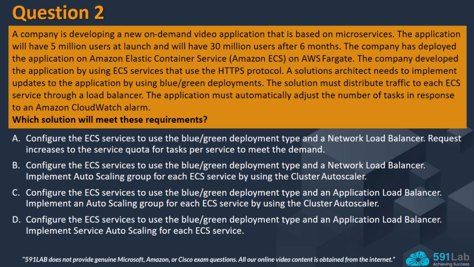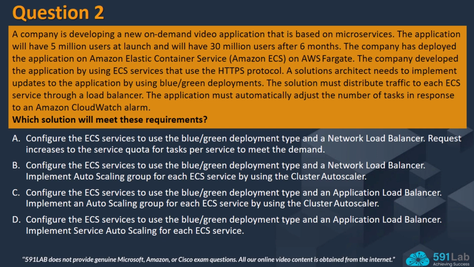A solutions architect needs to implement updates to the application by using blue-green deployments. The solution must distribute traffic to each ECS service through a load balancer. The application must automatically adjust the number of tasks in response to an Amazon CloudWatch alarm. Which solution will meet these requirements?